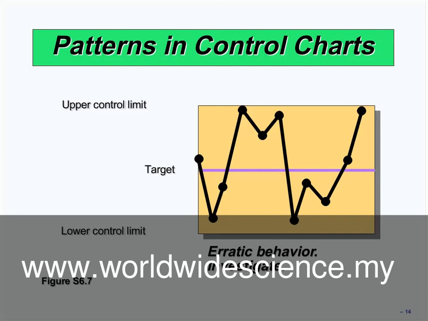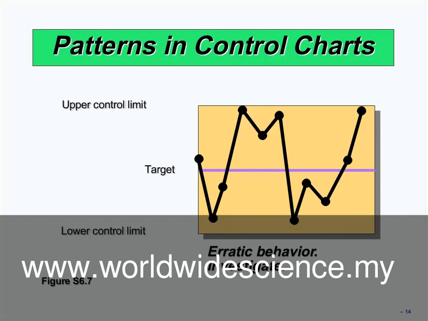And also, if you see some of the points are very near to the upper control limit, 1, 2, 3 points very near to the upper control limit, you can say the process is not under control. If you face some of these patterns, you can say the process is not under control, despite all of the spots having been located between the upper and lower control limits.